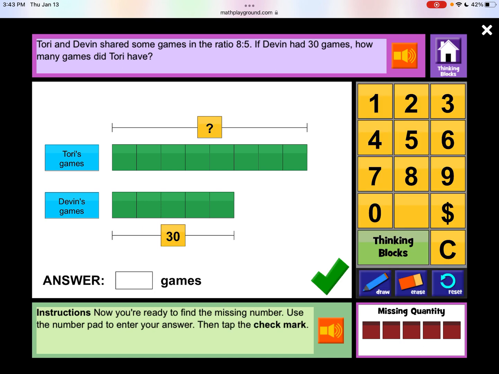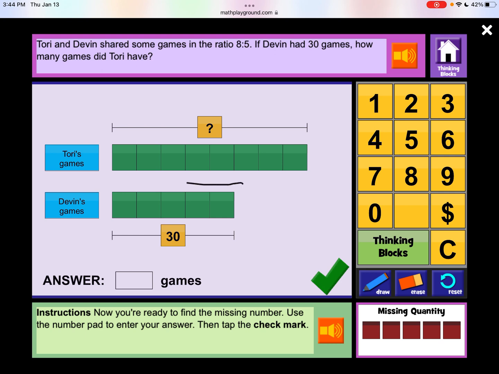Great. Okay, now I've got some other tools. There's some numbers there, 1, 2, 3, 4, 5, 6, 7, 8, 9. Underneath where it says thinking blocks, there's an eraser, a pencil, and reset. I'm going to grab my pencil. I notice that this 30 goes to 5 blocks.